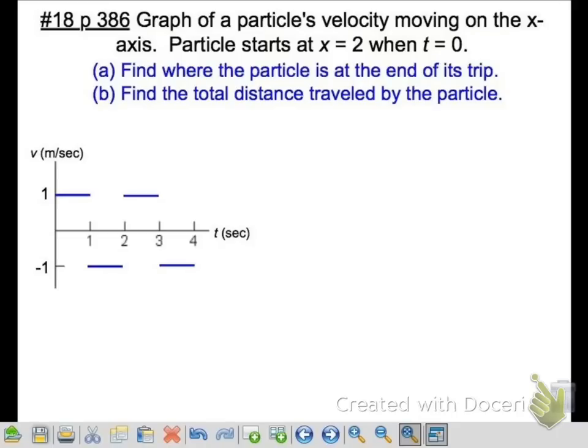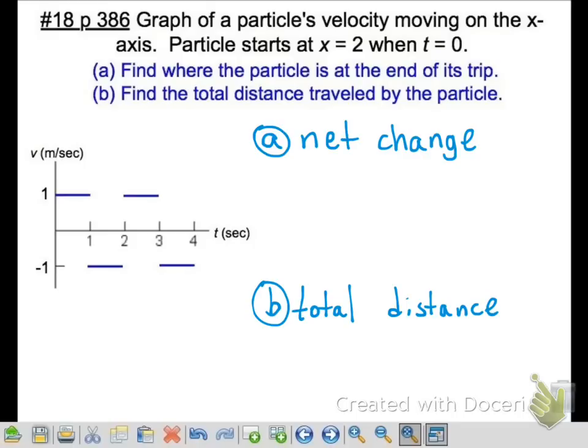Now, this is the last question we'll look at today. We're wanting to know the difference between position, where the particle is at the end of the trip, versus the total distance traveled. So again, we've got some positives, some negatives that are going to be canceling each other out. For part A, we're looking for a net change because we have an initial starting point. We're starting at 2, and then we make some change as we go.